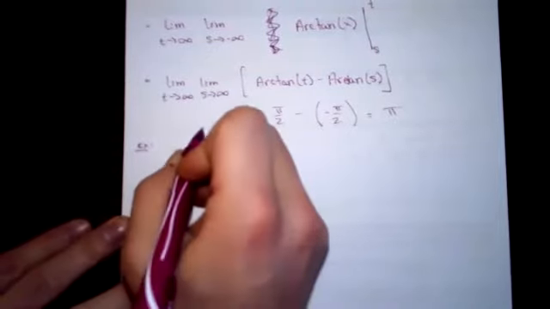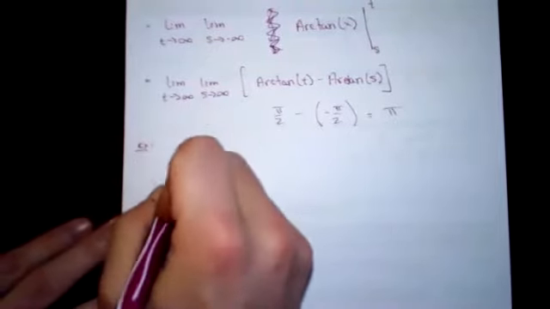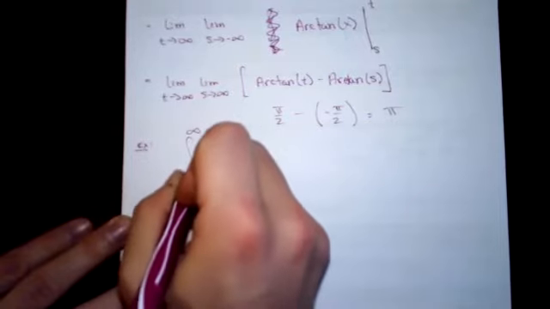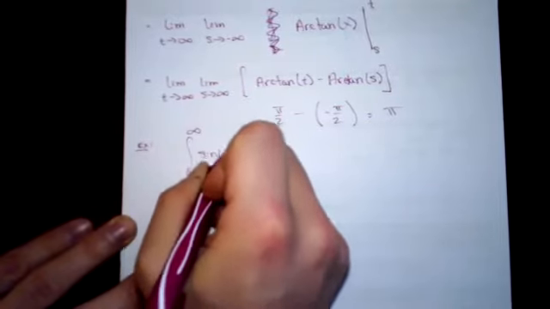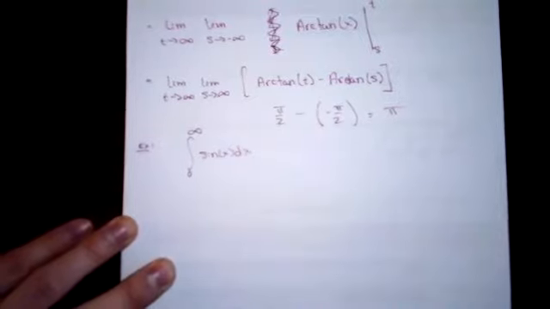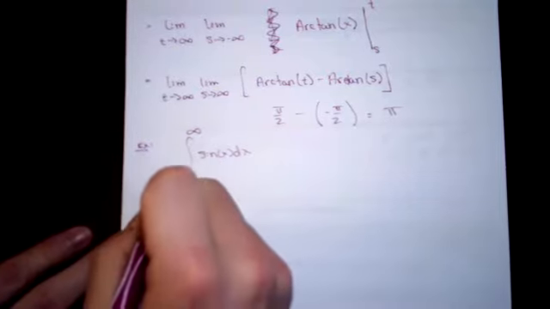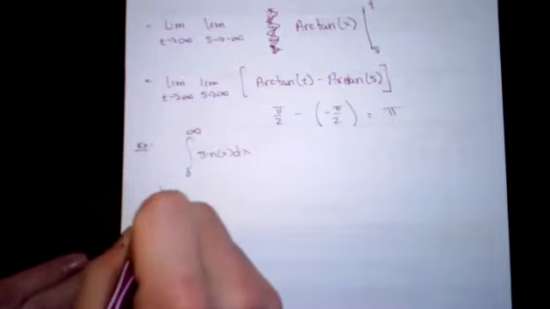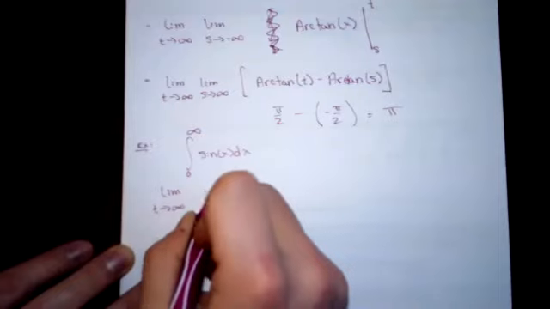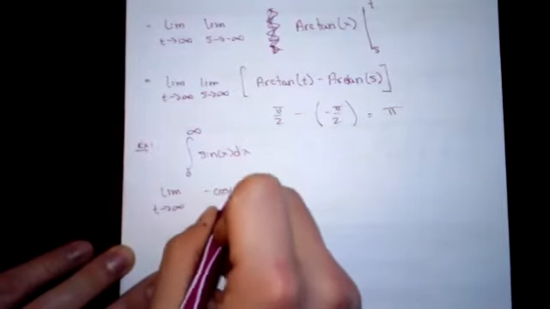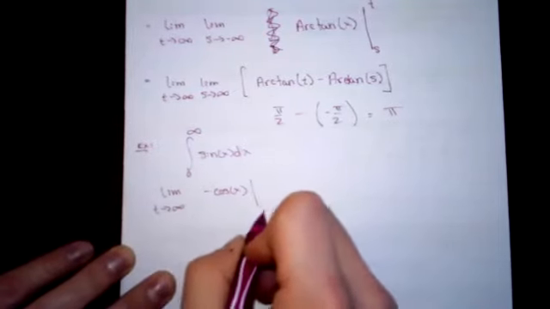So the last one, at least for this section, that I wanted to do was the integral from 0 to infinity of sine of x dx. And this is one of those does not exist limits. What's the integral of sine? This is just going to be the limit as t goes to infinity. Let's go ahead and do the integral. So the antiderivative is minus cosine x.